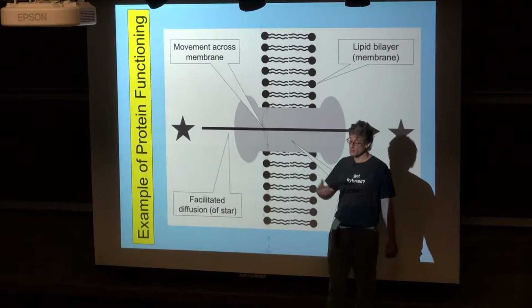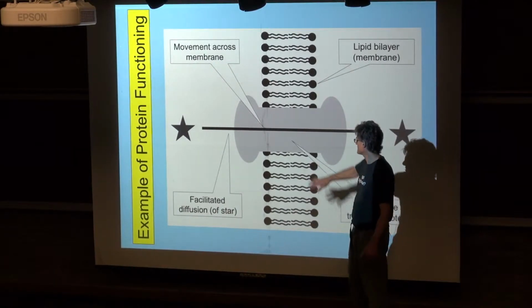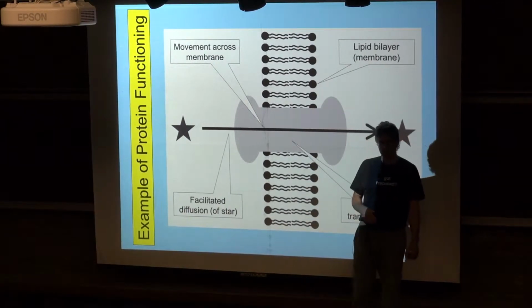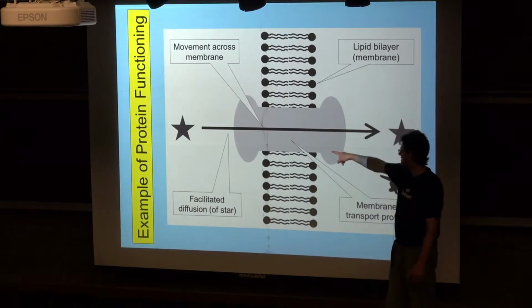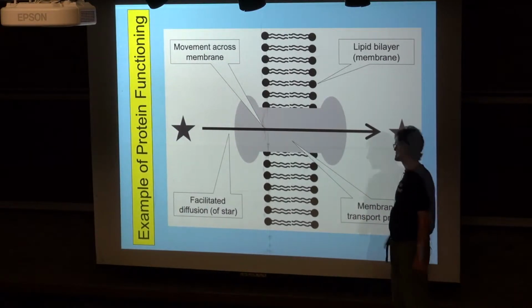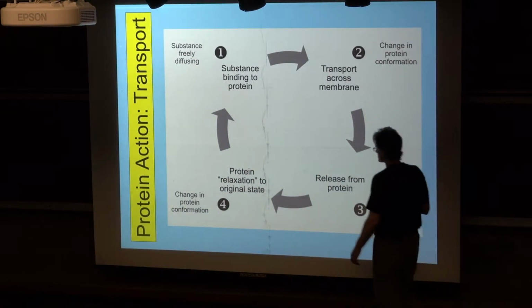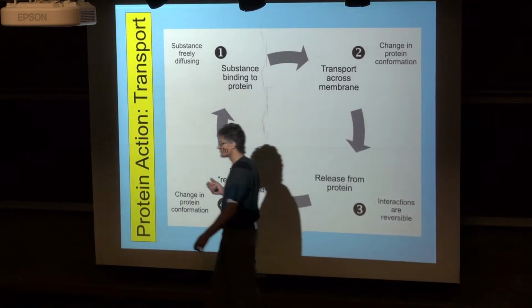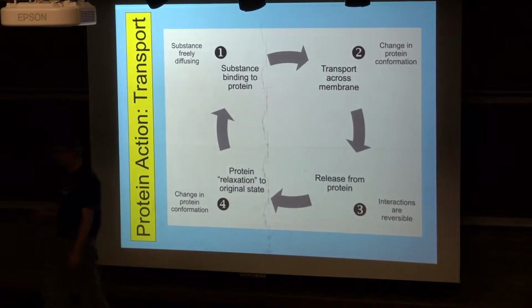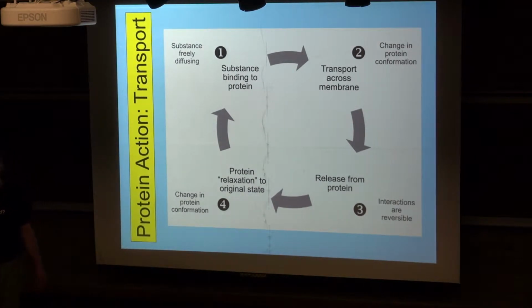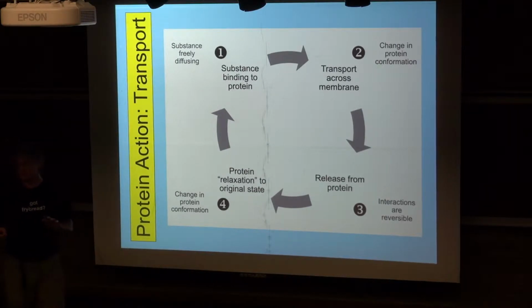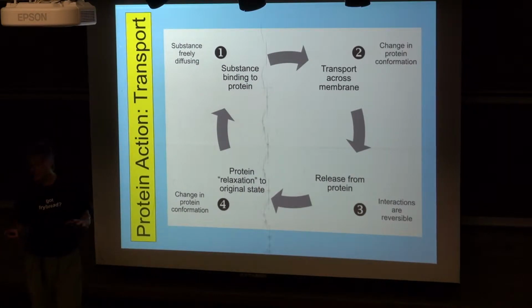So an example of a protein is something called a transport protein, which I'm representing here. It's carrying that star across the membrane. It's helpful to think about the functioning of proteins and enzymes without taking into account the chemistry involved, because in order to fully appreciate the chemistry involved, you have to fully appreciate chemistry. And that is no easy task.